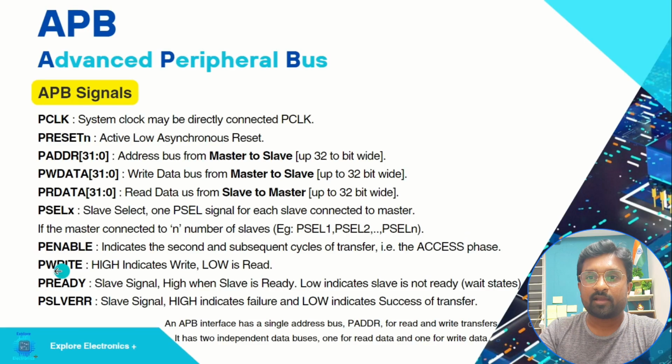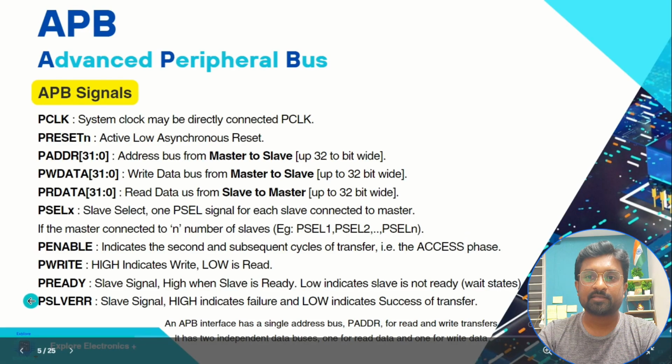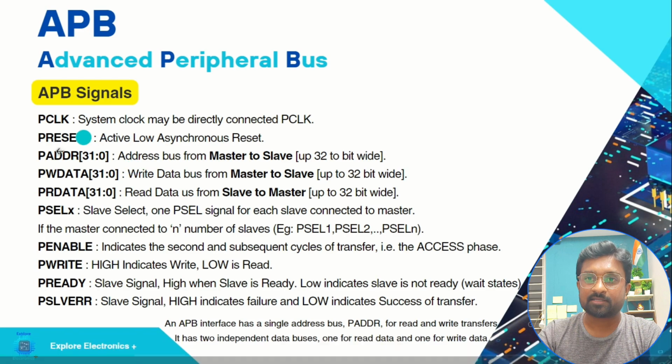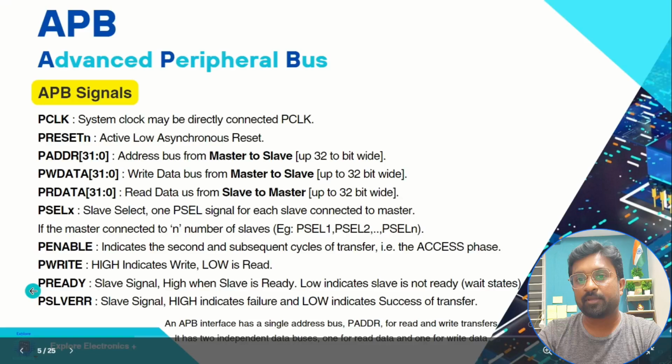After that, we have a P write signal. P write signal indicates whether the transaction is a write transaction or a read transaction. And then we have P ready signal and P slave error signal. These two signals are slave signals. All these others are master signals. Master is going to give this value or information. P ready and P slave error are slave signals.